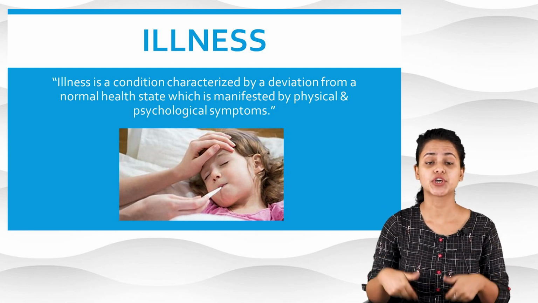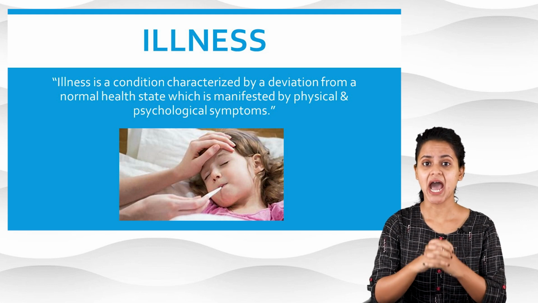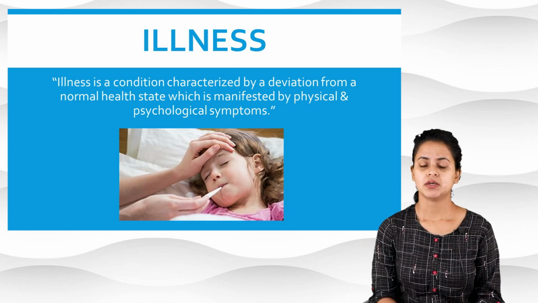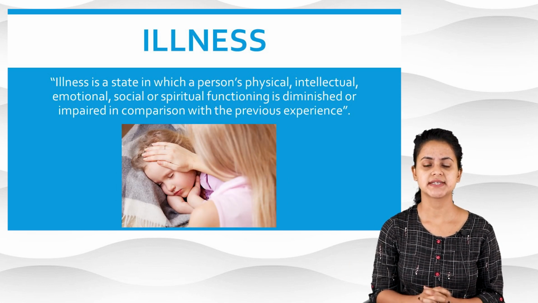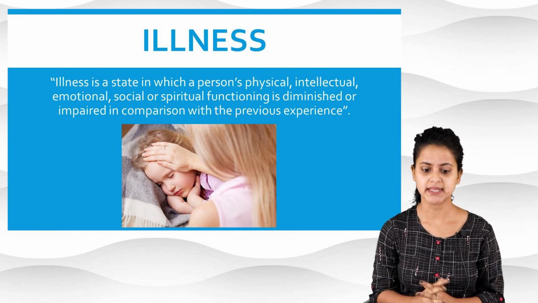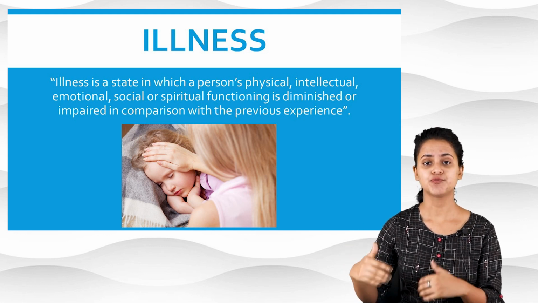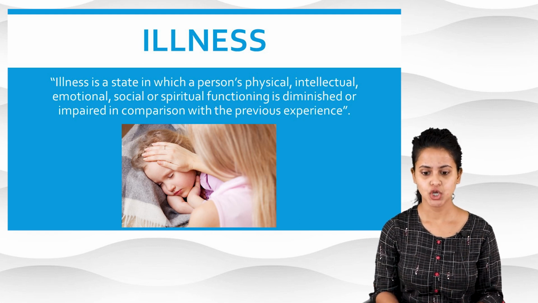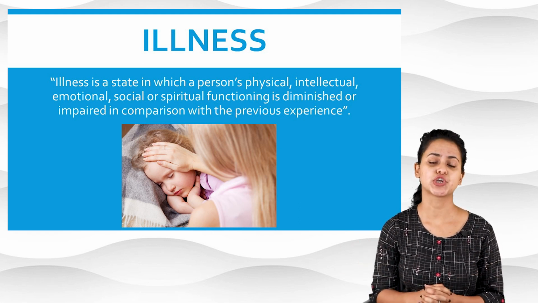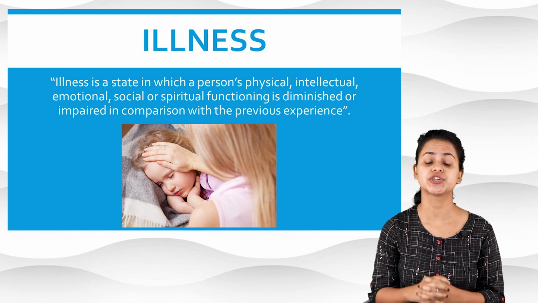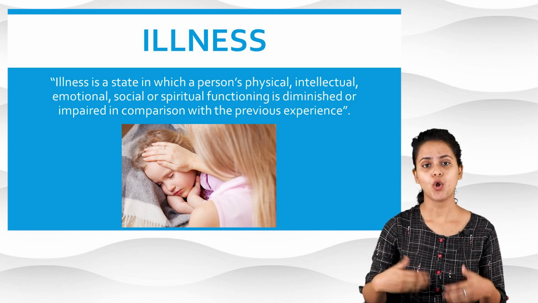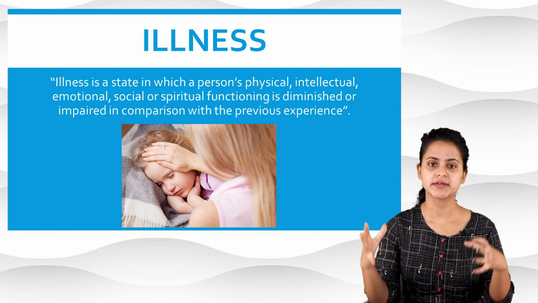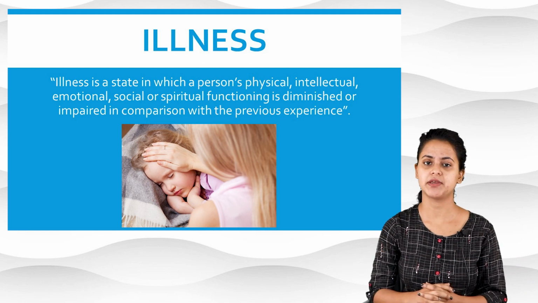And this stage, we're going to call it as they are having certain abnormalities, which we also can term as illness. So the next definition of illness states that illness is a state in which a person's physical, intellectual, emotional, and social or spiritual functioning is diminished, or these functions are impaired in comparison with the previous experience.